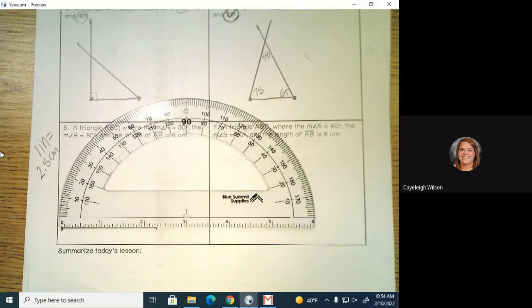I don't think I have enough regular rulers for everybody. My back hurts. I know.